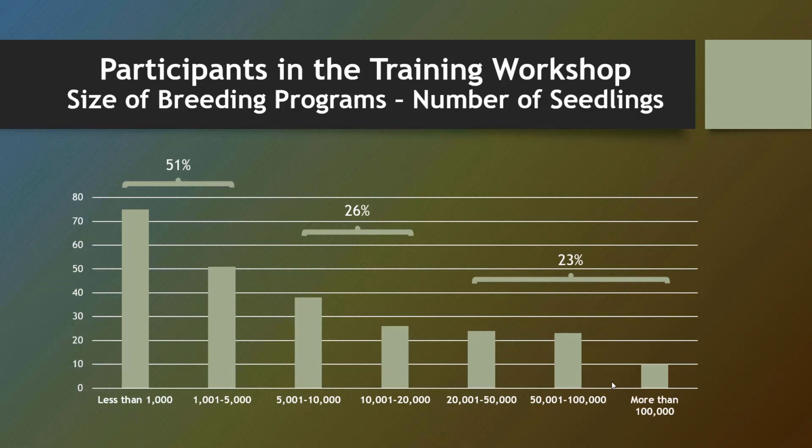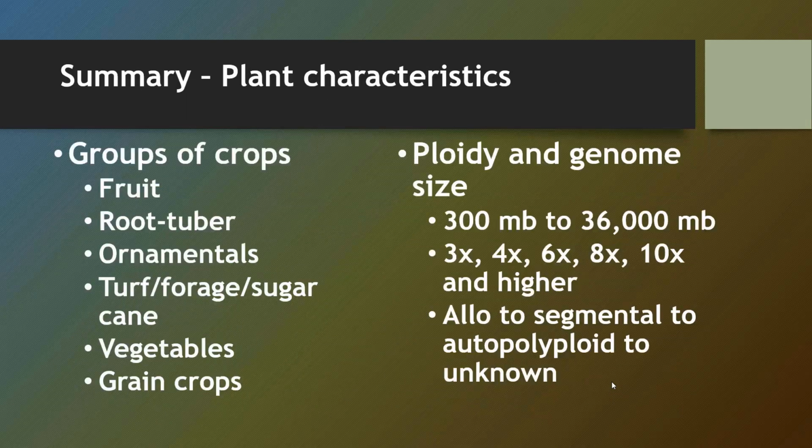You look at the size of the breeding programs, you can see that 51% have breeding programs with 5,000 or less seedlings, about 26% between 5 and 20,000, and about 23% above that. So again, a wide range of program sizes as well. So we have various groups of crops, and from this list you can add the forest trees as well.